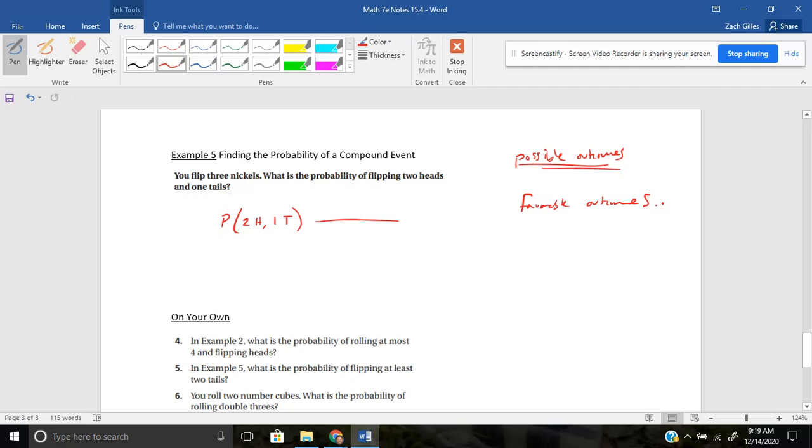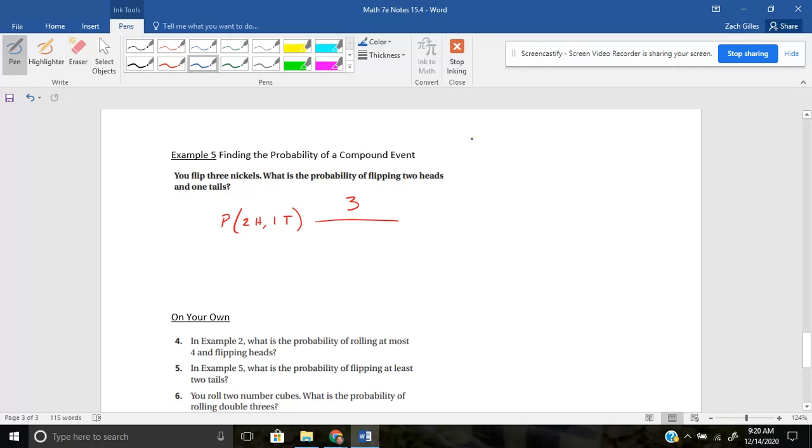Okay, so this is one way to think about it. Remember, if you wanted to do a tree diagram, you could do that too. And I might end up doing that here just to show you both ways. So how many favorable outcomes do we have? We're looking for two heads and one tail, so that's a total of three favorable outcomes. And what's the number of possible outcomes? Well, if you didn't figure that out yet, that's okay. Let me show you how I would map this out if I were to use a tree diagram. Let me give myself a little bit more space.